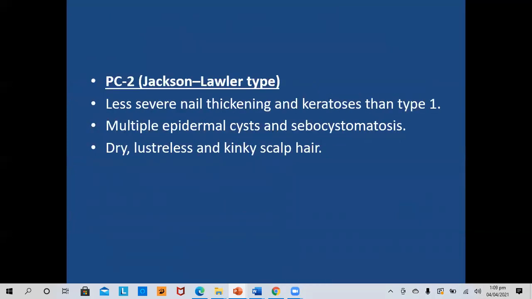In type 2, which is Jackson-Lawler, nail thickening is less severe and keratosis is also less. But in addition, there are multiple epidermal cysts and steatocystomas. Hairs are also dry and lustreless.